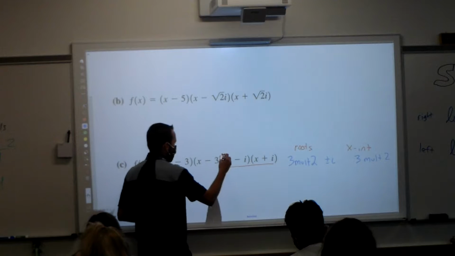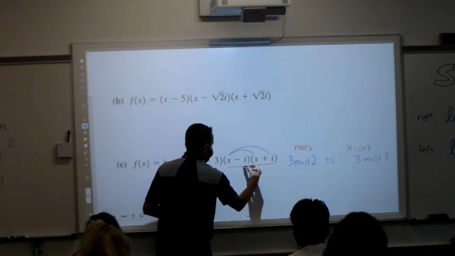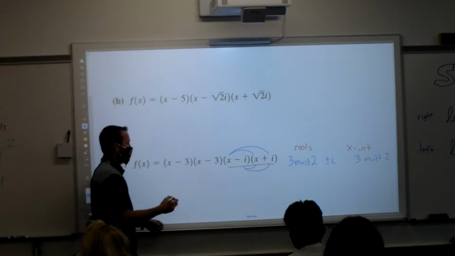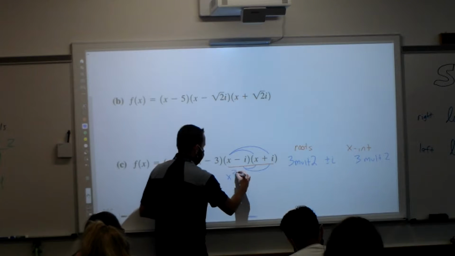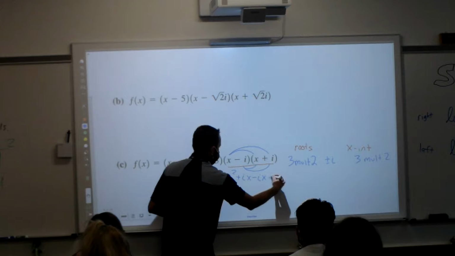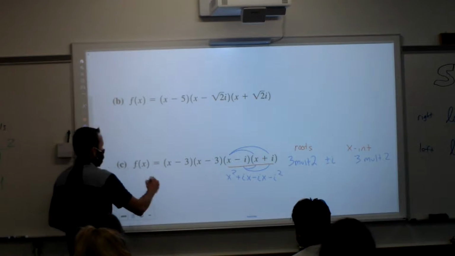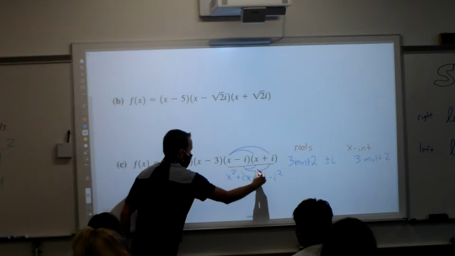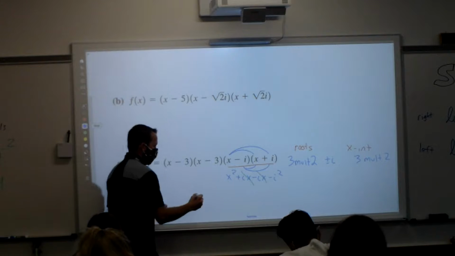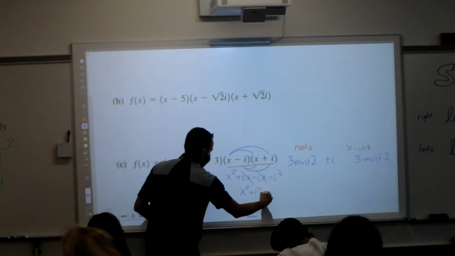Let's check it out. So now we're going to do the lobster claw, or you can also think of it like this, it's a tidal wave. You see it there? Okay. So we've got x squared plus ix minus ix minus i squared. Middle terms cancel out. And then what does i squared turn into? So it's minus a negative 1, so this is x squared plus 1.